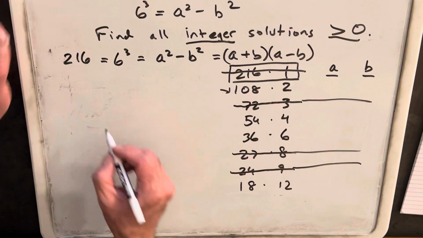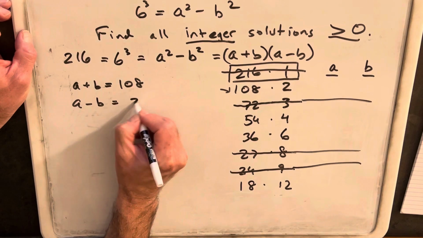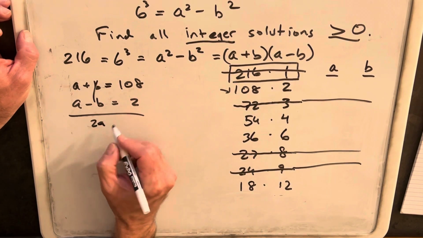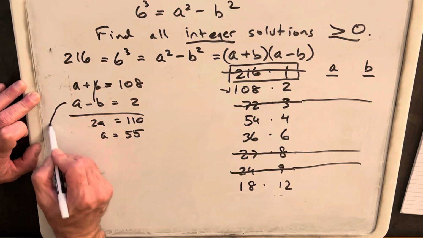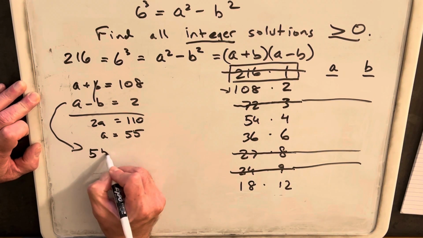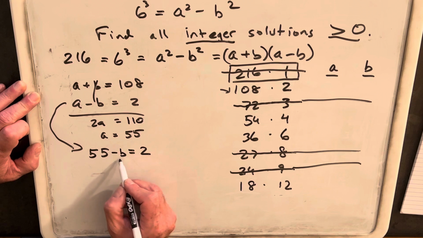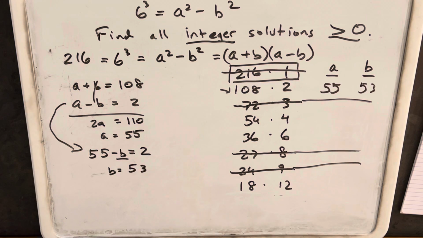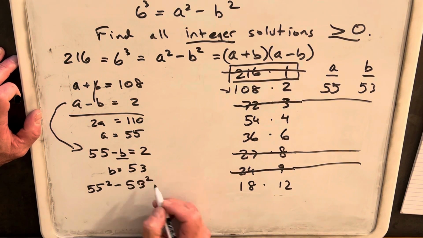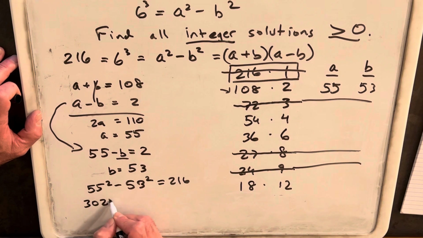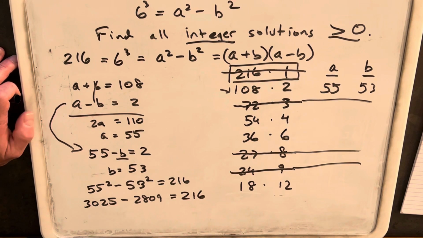So we'll start with this first one. What happens when a plus b equals 108 and a minus b equals 2? Add those together, we'll end up with 2a equals 110, so a equals 55. Then we can use this second equation to solve for b, so we just plug in our a value. 55 minus b equals 2, and quickly, we can see that b is going to have to be 53. We'll check our answer. We're saying that 55 squared minus 53 squared needs to be 216. That's going to be 3025 minus 2809, and yes, that will work. So that's a good answer.